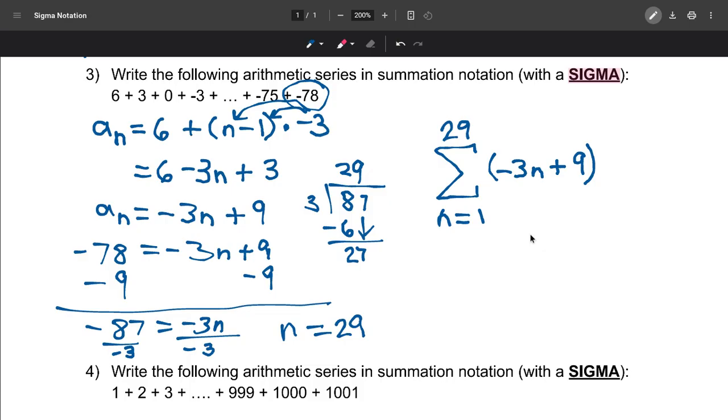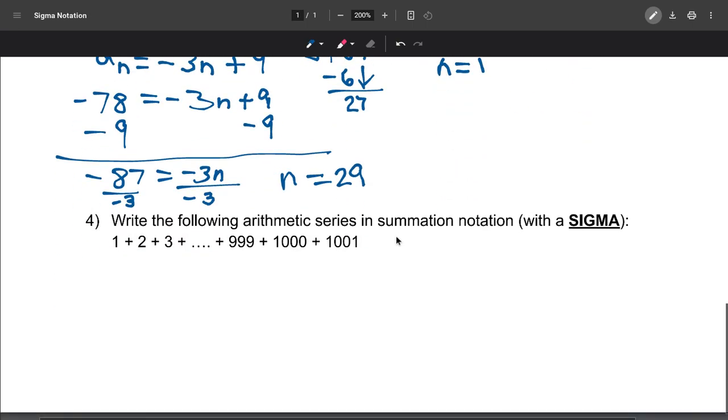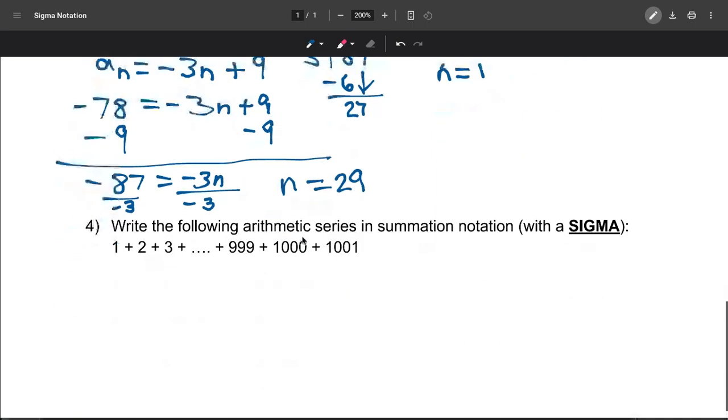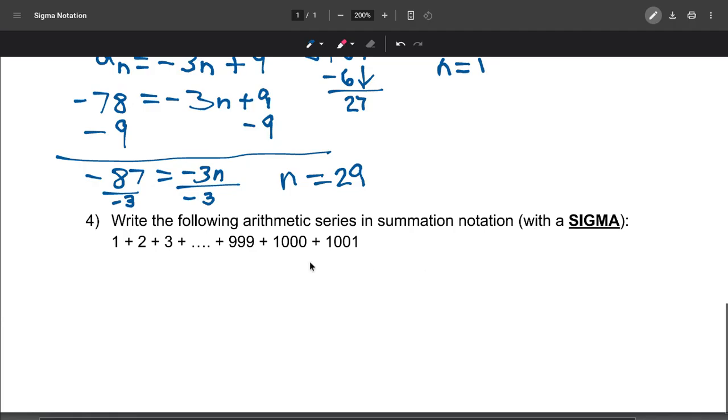All right. Let's keep going. Last one. We're running out of room. I didn't make enough room here. So write the following arithmetic series in summation notation.